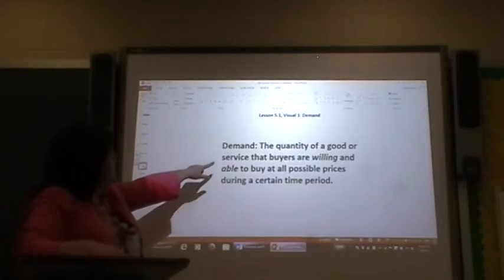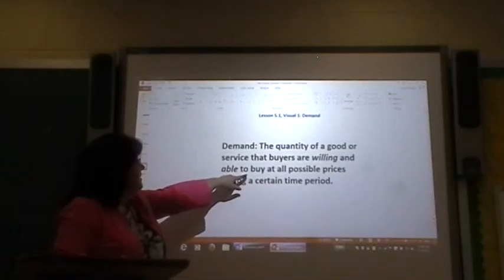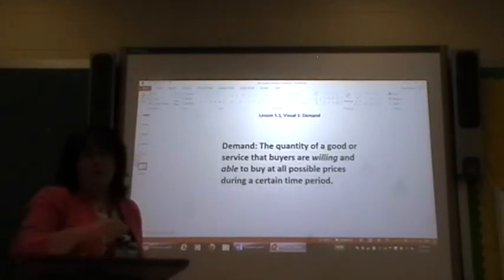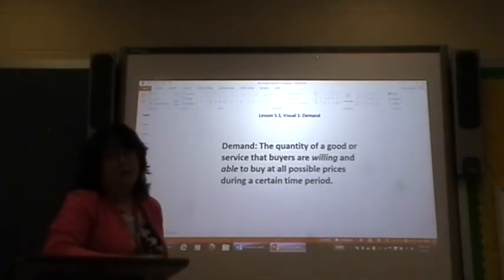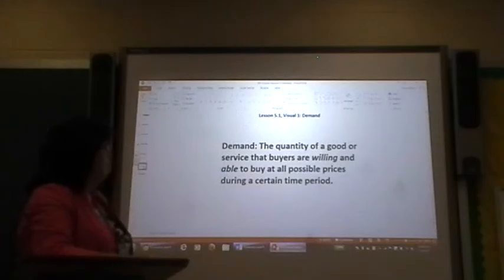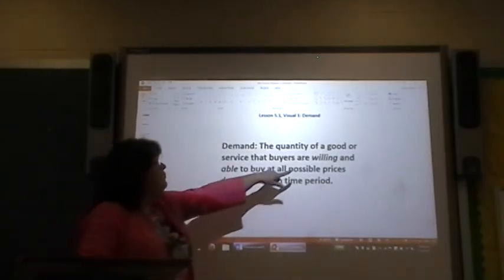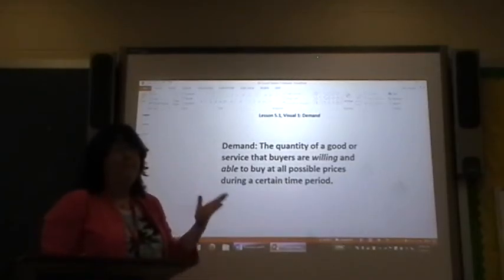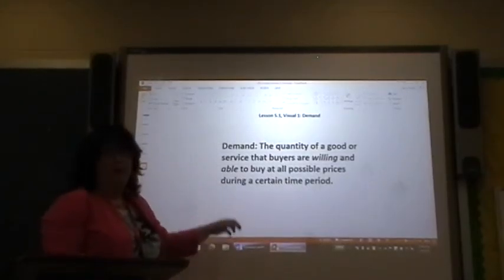So demand is the quantity of a good or service that buyers are willing and able to buy at all possible prices during a certain time period. So if you go back to the computer example that we talked about yesterday, the demand for computers at $1,200 is going to be a lot less than demand for computers at $400, because buyers are not really willing to pay $1,200 for something if they feel that it is only worth $400.